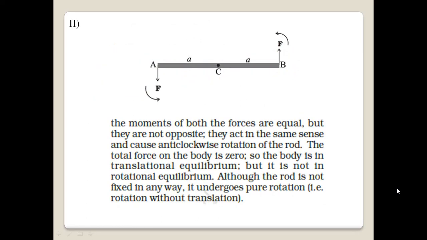Look at this diagram. You have two forces which are equal but acting in opposite directions. The moment on the left side will be F into AC, in the anti-clockwise direction. And the moment on the right side also will be F into BC, but it will also be in the anti-clockwise direction. So it will make the rod rotate in the anti-clockwise direction. There is a turning effect for this body, so it is not in rotational equilibrium. It is rotating. But it will be in translational equilibrium. I hope you have understood that.